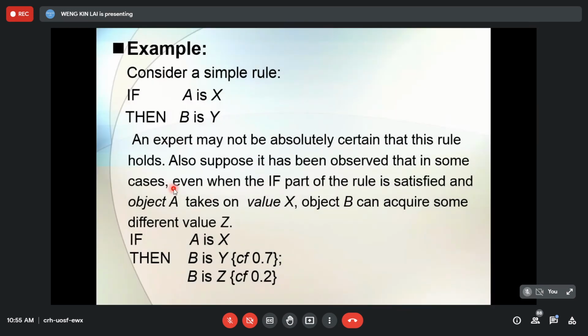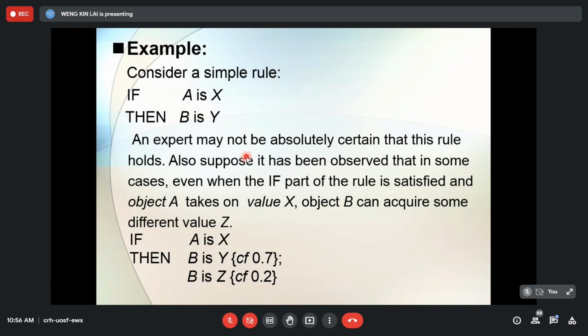Example now. So let's look at an example. Moving away from your measure of belief and disbelief, now we want to use the certainty factors, CF, to actually get our expert system to give you some useful answers. So consider a simple rule: if A is X, then B is Y. The expert cannot be sure that this rule is correct. How true is this? So he will say, I'm not so sure.